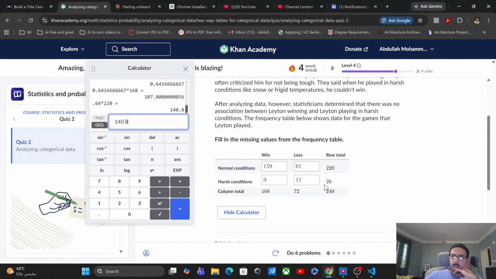Got 20. Here is the biggest proportion. So here, I need to know the percentage. If I know the percentage, damn it, it's time consuming.